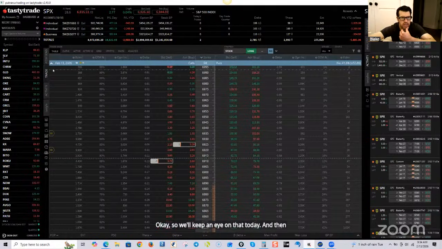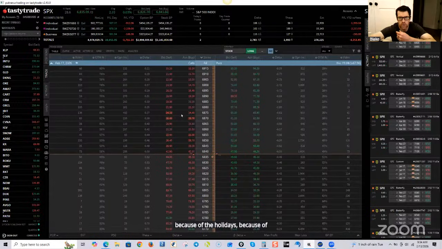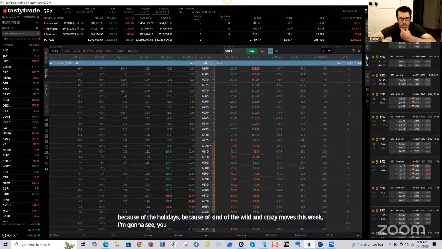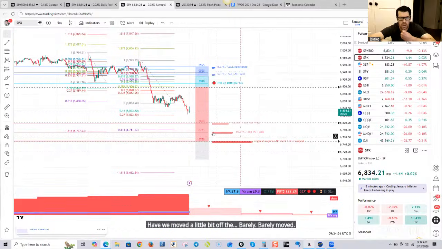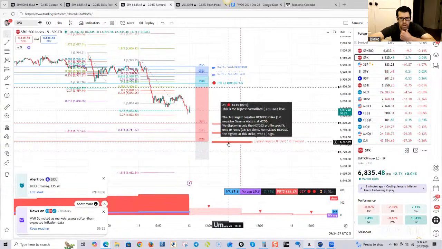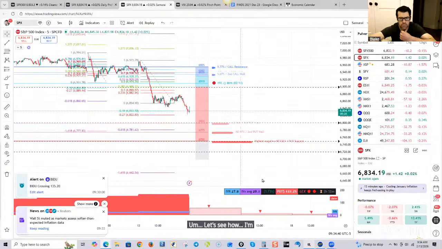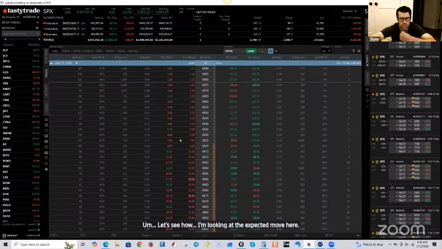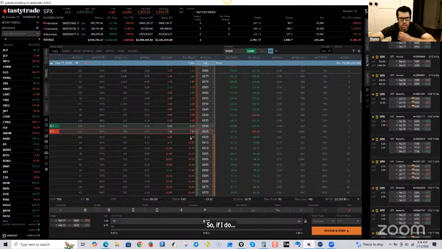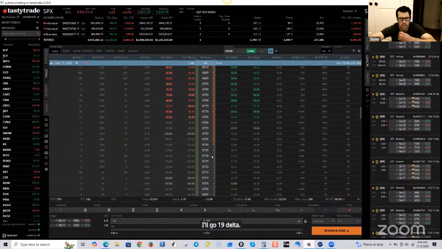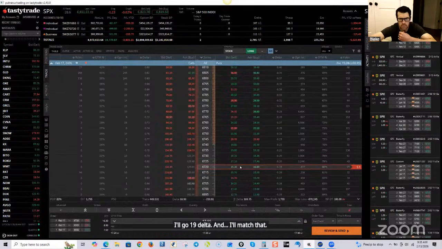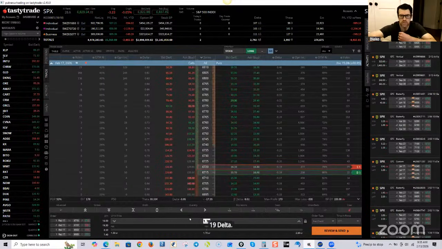And then for Tuesday, because of the holidays, because of the wild and crazy moves this week, I'm going to see, right now, if we moved a little bit off, it barely moved. Let's see how I'm looking at the expected move here. So if I do, I'll go 19 delta and I'll match that. 19 delta. Will this trade fill for $3 credit? This is a Tuesday expiration, by the way.